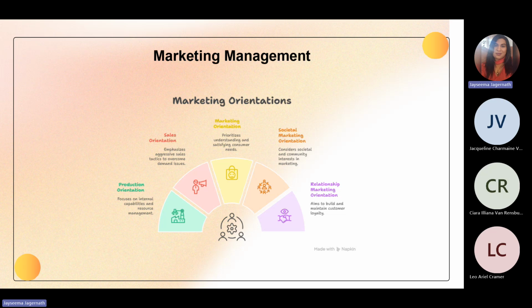Societal marketing orientation looks at a community and their interest and caters products to them. So if I am operating in an area where they are very aware of the environment, and if I use products that are non-recyclable, nobody's going to buy my products. So all my products are recyclable, they're eco-friendly, and I'm adjusting to the society in which I am in. So I make sure that I cater to their needs.